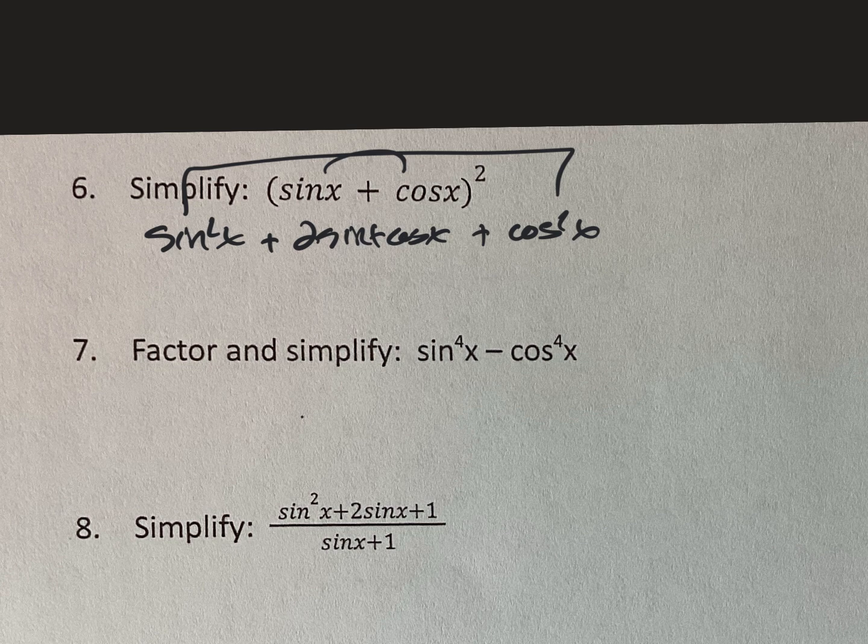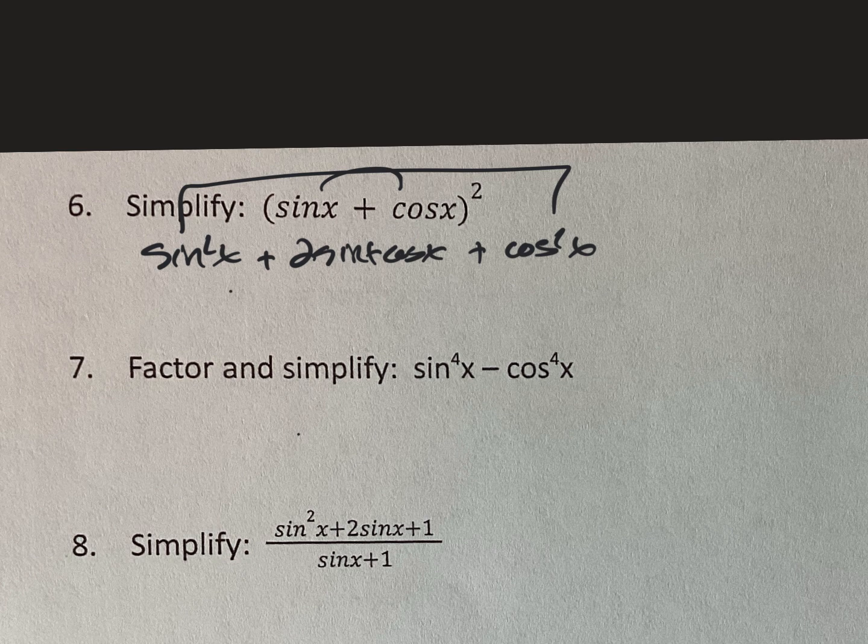I have a sine squared plus cosine squared, which is 1. So I'm going to end up here with 1 plus 2 sine x cosine x, and that's as much as you can simplify, and that's okay.